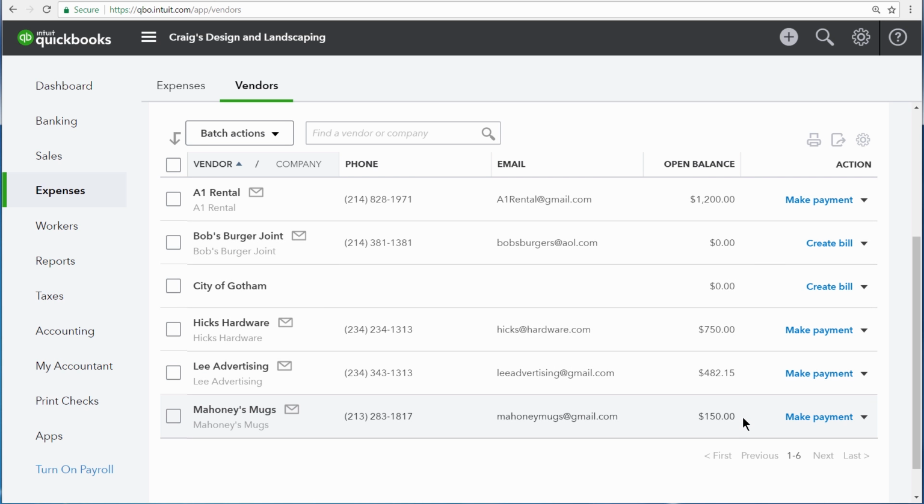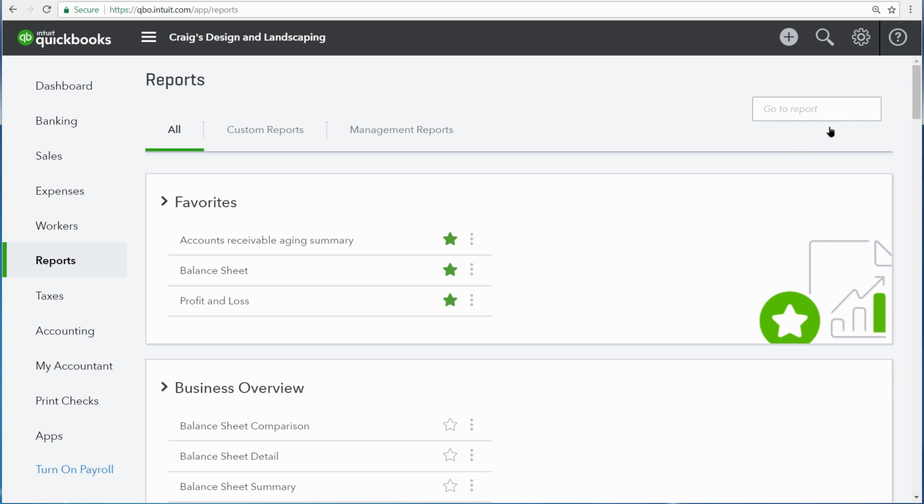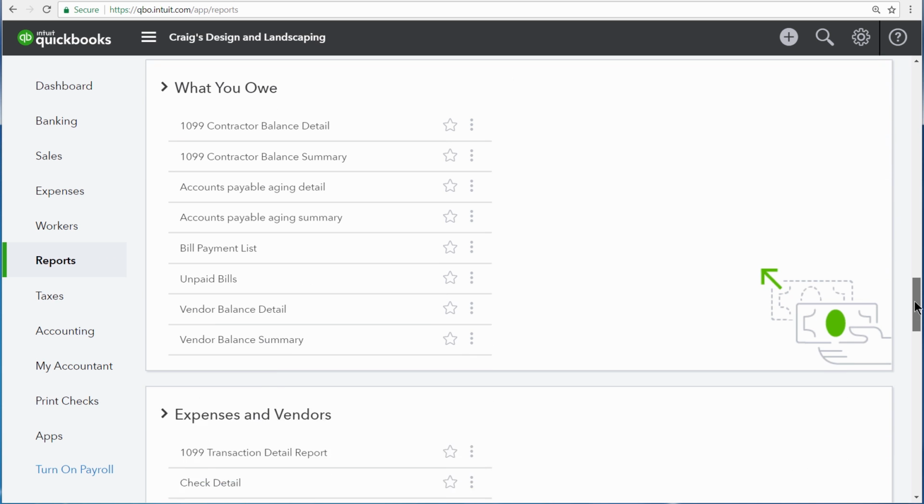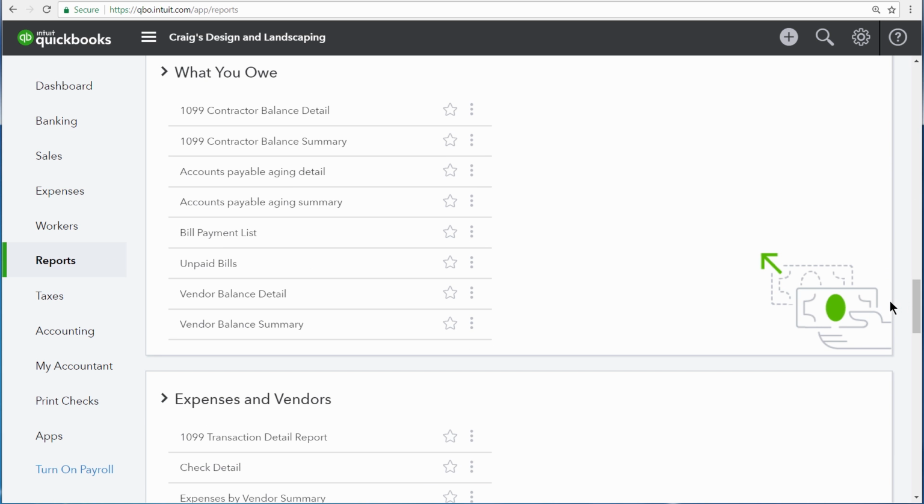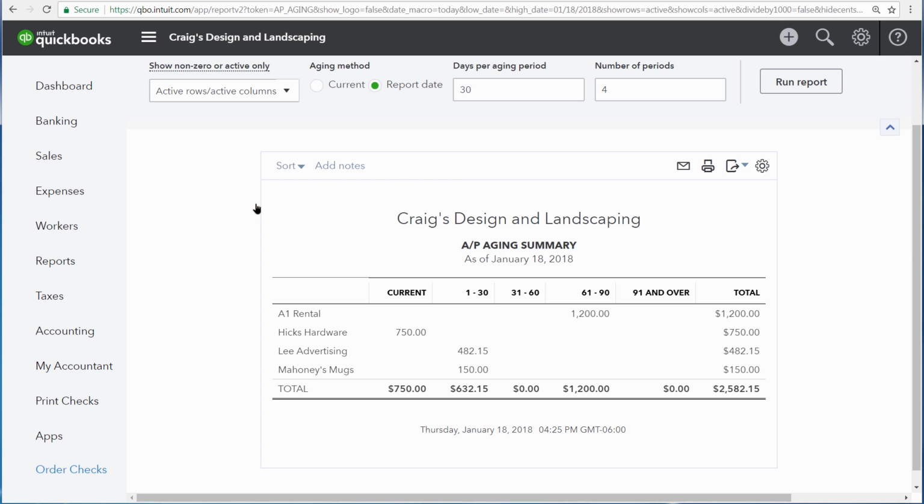Finally, you can run reports that tell you not only how much money you owe each of your vendors, but whether or not you're overdue on any of those open bills. To run those reports, go to Reports and then scroll down to the What You Owe section. From here, you can open the Accounts Payable Aging Summary and Accounts Payable Aging Detail reports. Between the two of these reports, the Accounts Payable Aging Summary report is the one that most people run.